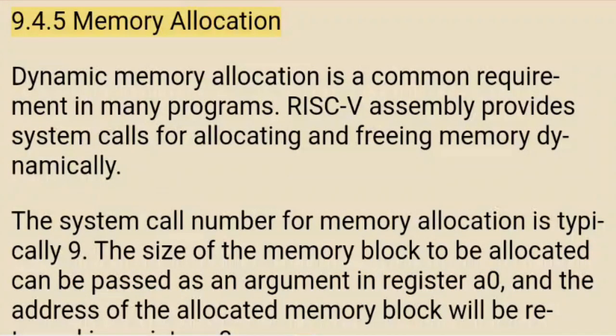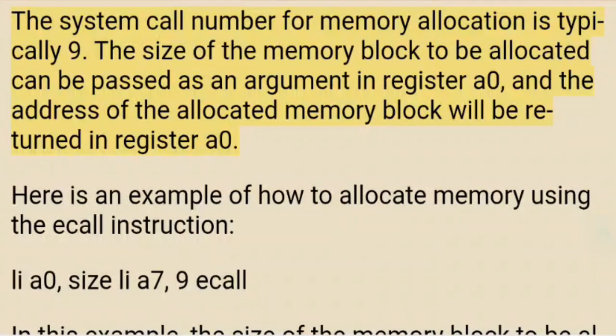9.4.5 Memory allocation. Dynamic memory allocation is a common requirement in many programs. RISC-V assembly provides system calls for allocating and freeing memory dynamically. The system call number for memory allocation is typically 9. The size of the memory block to be allocated can be passed as an argument in register A0, and the address of the allocated memory block will be returned in register A0.